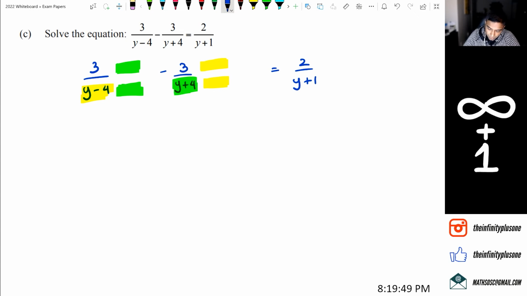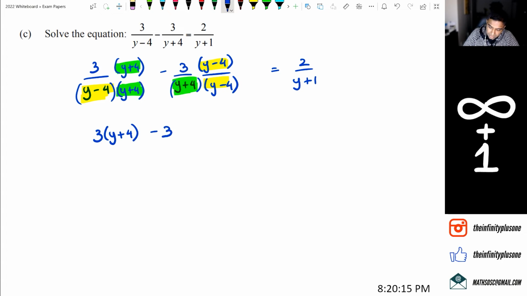And as for the right-hand side fraction, I've got to multiply by y minus 4 in the numerator and denominator. So that's what I'm going to do. I've got, just going to put this in a bracket, y plus 4 and y plus 4. And then on this side, I've got y minus 4 and y minus 4. That's part of the reason why I write this with a little bit of space. Now, if you look at the numerator, that's the top line, you've got 3y plus 4 minus 3y minus 4. And because the two denominators are the same, I can now put the two together.